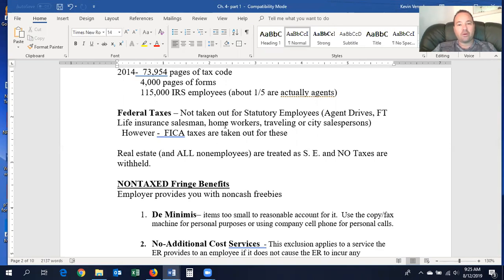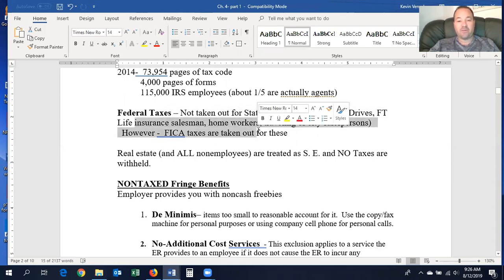So there's regular employees, there's statutory who don't have federal but do have FICA, and then there's non-employees, and that includes real estate professionals. Non-employees don't have FICA or federal. They have to pay those on their own as an independent contractor. These guys up here, they don't get out of paying federal income taxes. They have to pay them on their own. They just don't have to pay the FICA part, which is good.